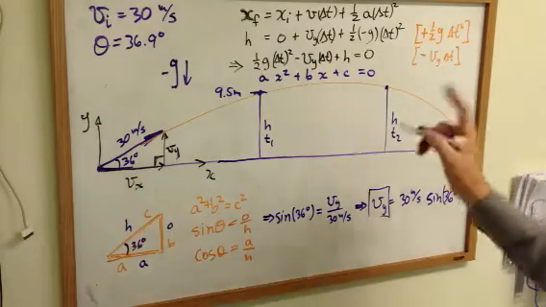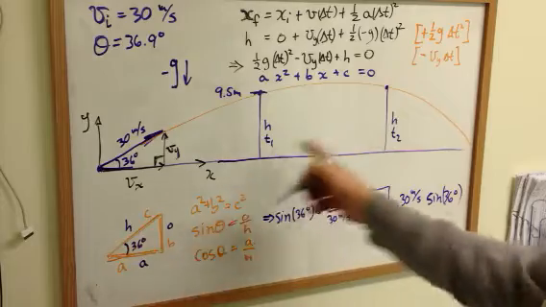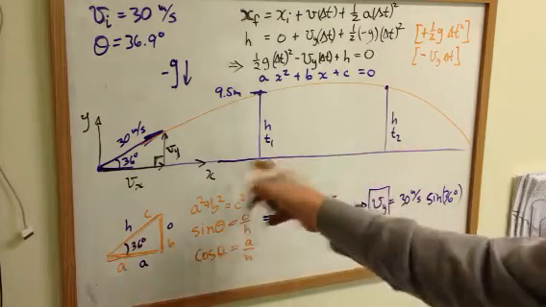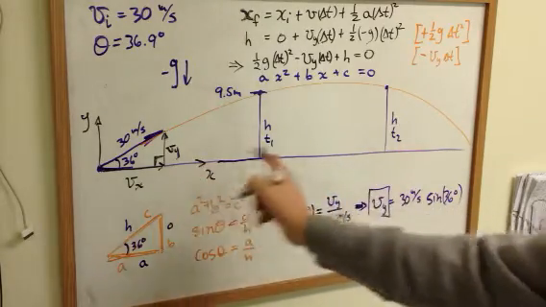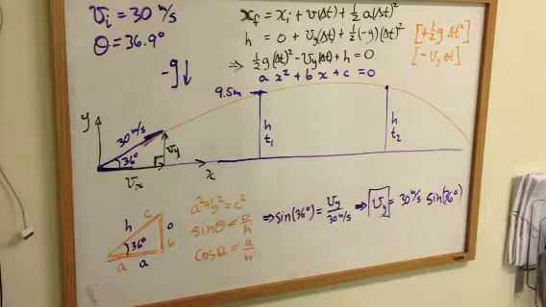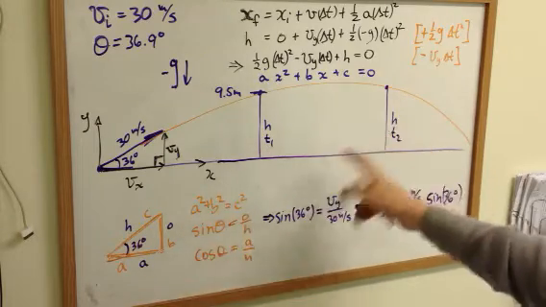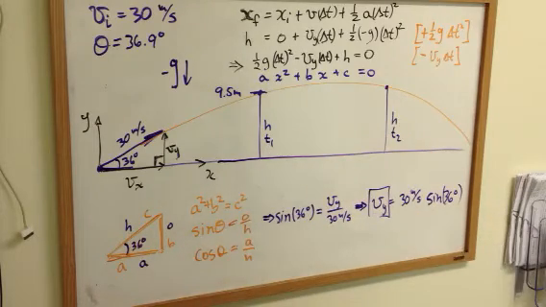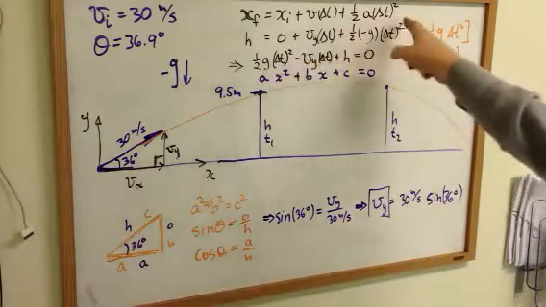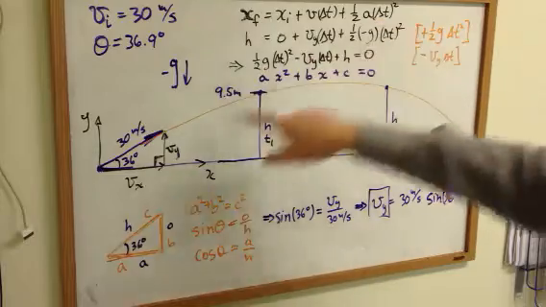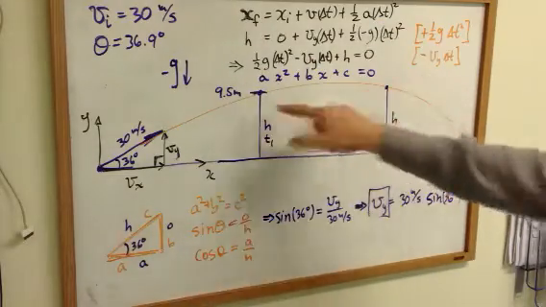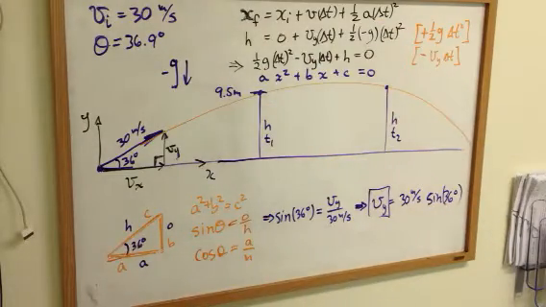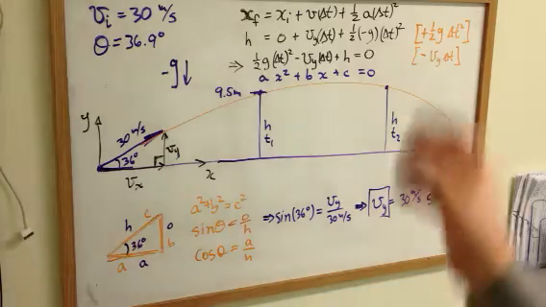You will get 2 answers for time. Both of them are valid. I think neither of them will be crazy, like a negative number or something like that. Both of them are valid, and those are the 2 times the ball reaches the level of 9.5 meters. This is an equation for a parabola. There's 2 solutions. Both are real. Next vid.